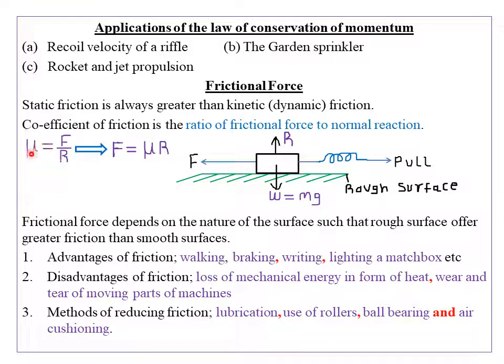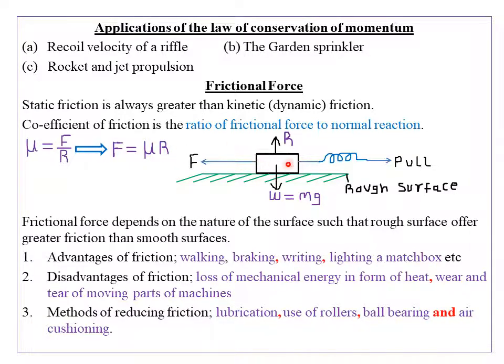Therefore, the coefficient of friction mu is equal to frictional force F divided by the normal reaction R. If I make frictional force F the subject of the formula by multiplying both sides by R, I will have F equals mu R. Therefore, friction is given by the product of the coefficient of friction and the normal reaction.